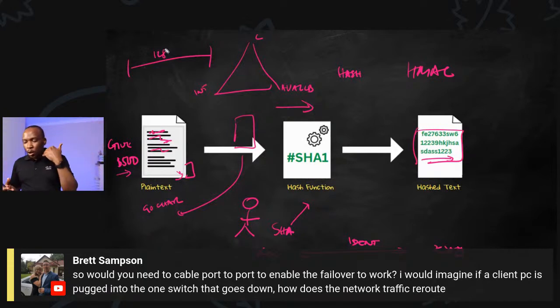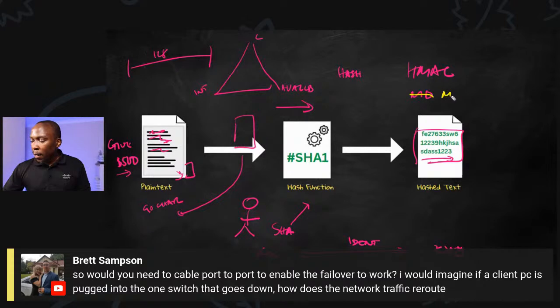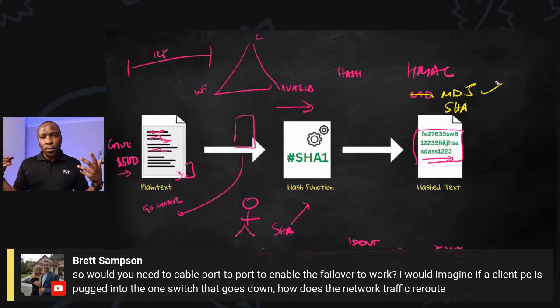So the two most common integrity protocols or algorithms are MD5 and SHA. Let me just put that in yellow. Those are the two most common hashing algorithms that you basically find. MD5 has been compromised, so it's not recommended. SHA is the most preferred in the industry as of today.